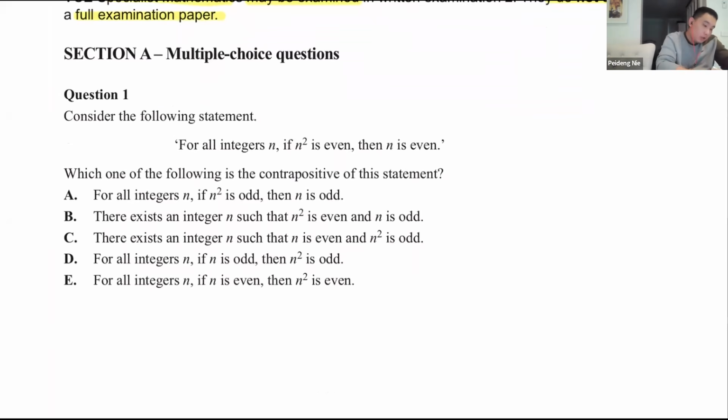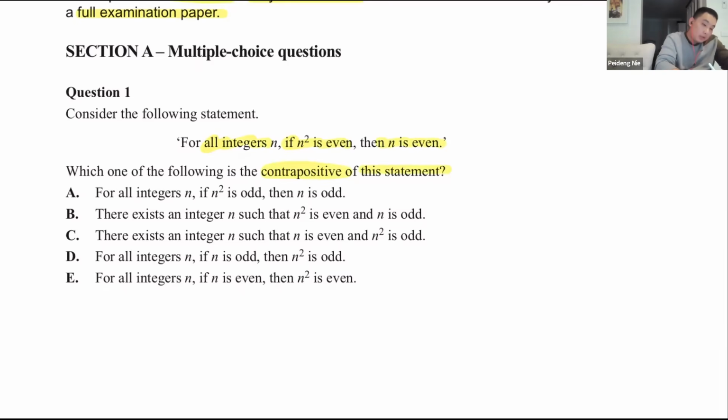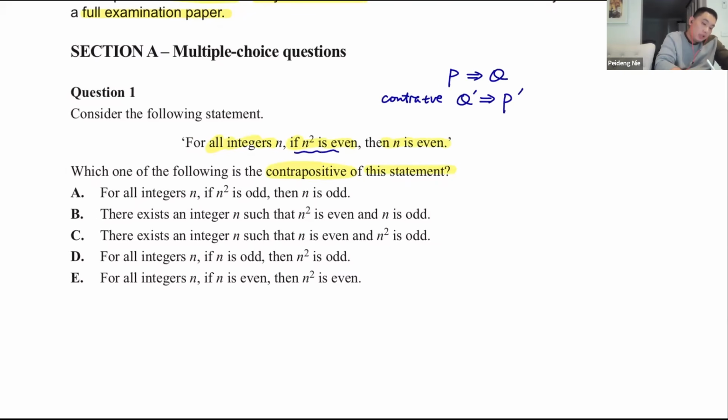So the first question: consider the following statement. For all integers n, if n squared is even, then n is even. Which one of the following is the contrapositive of this statement? Basically, if we have an original statement P implies Q, the contrapositive is Q dash implies P dash. So the negation of n squared is even would be n squared is odd. This would be my P dash. And n is even would become n is odd, so this would be my Q dash.